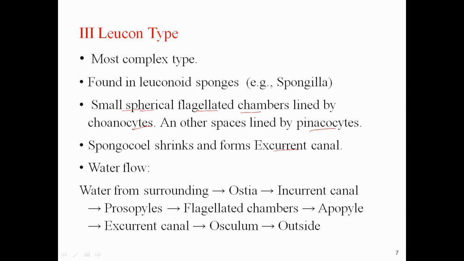And now we will see the water movement in the Leucon type of water canal system. Water from the surrounding enters the incurrent canal through the ostia. From the incurrent canal, it will enter the flagellated chambers, which are the radial chambers, through the prosopyles. From the flagellated chambers, the water will enter the excurrent canal. Instead of the spongocoel, there is an excurrent canal. Now from the excurrent canal, the water will be expelled out of the body through the osculum.